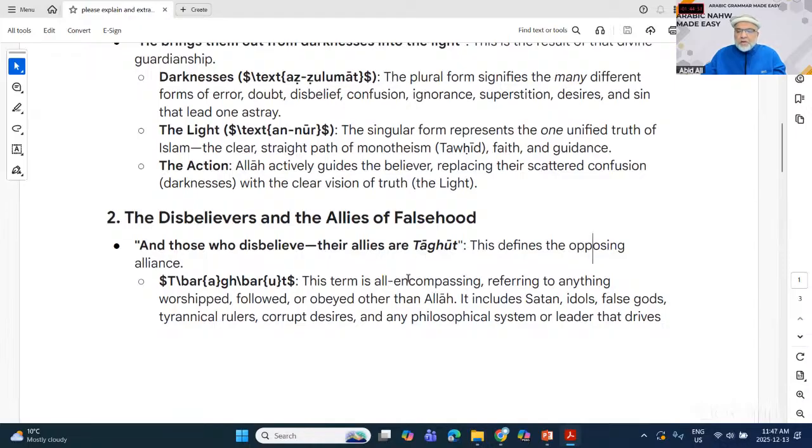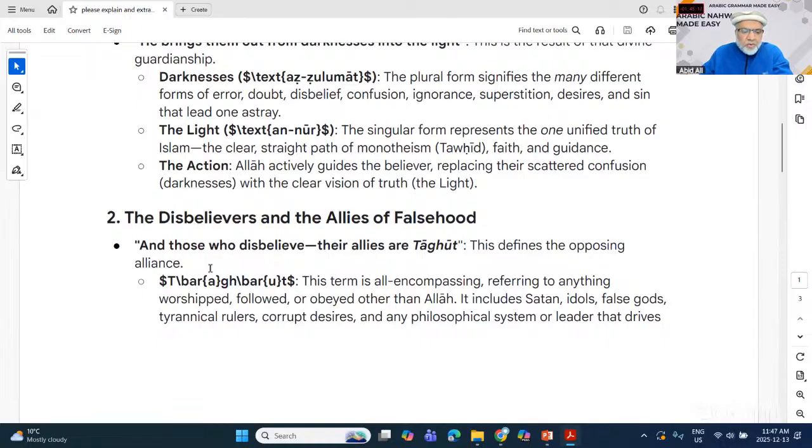Yes, Brother Jamal, question? Wanted to give some feedback. Alhamdulillah, thank you for outlining this, especially the plural of the darknesses and the singular of the light, so that when we look at this we understand how the plural and the singular have an impact. I'm very happy to hear that. Jazakallah khair, brother, for sharing.